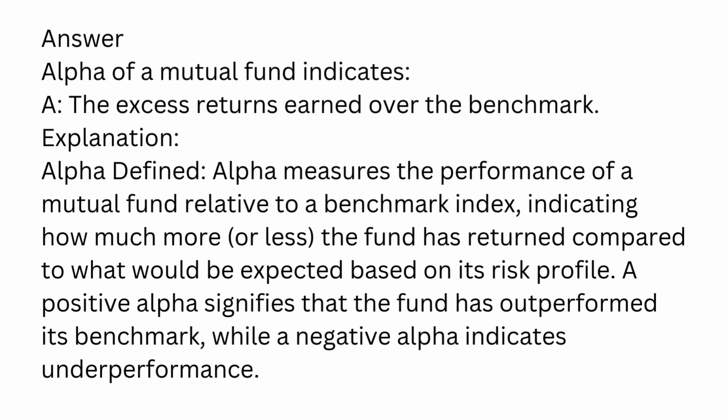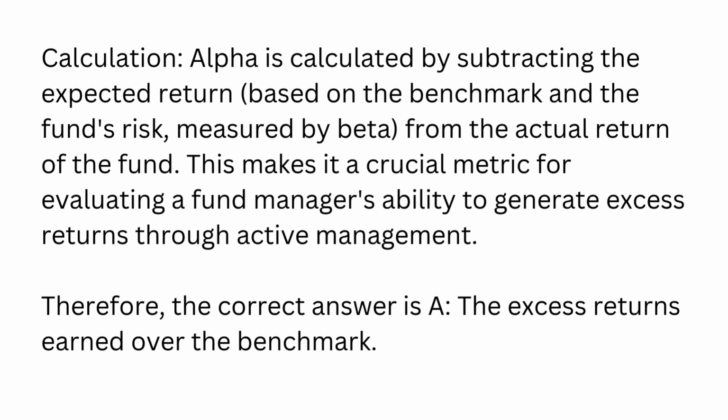Explanation: Alpha measures the performance of a mutual fund relative to a benchmark index, indicating how much more, or less, the fund has returned compared to what would be expected based on its risk profile. A positive alpha signifies that the fund has outperformed its benchmark, while a negative alpha indicates underperformance. Calculation: Alpha is calculated by subtracting the expected return, based on the benchmark and the fund's risk, measured by beta, from the actual return of the fund. This makes it a crucial metric for evaluating a fund manager's ability to generate excess returns through active management. Therefore, the correct answer is A. The excess returns earned over the benchmark.